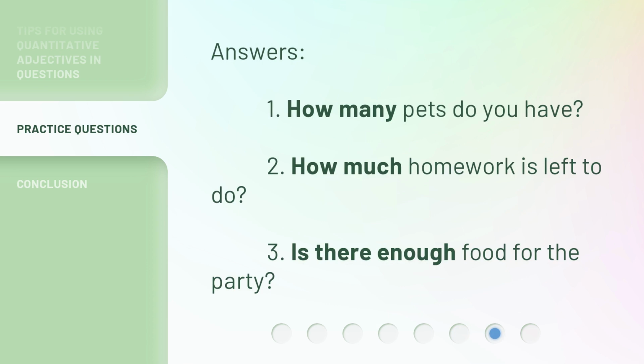Answers: One: How many pets do you have? Two: How much homework is left to do? Three: Is there enough food for the party?